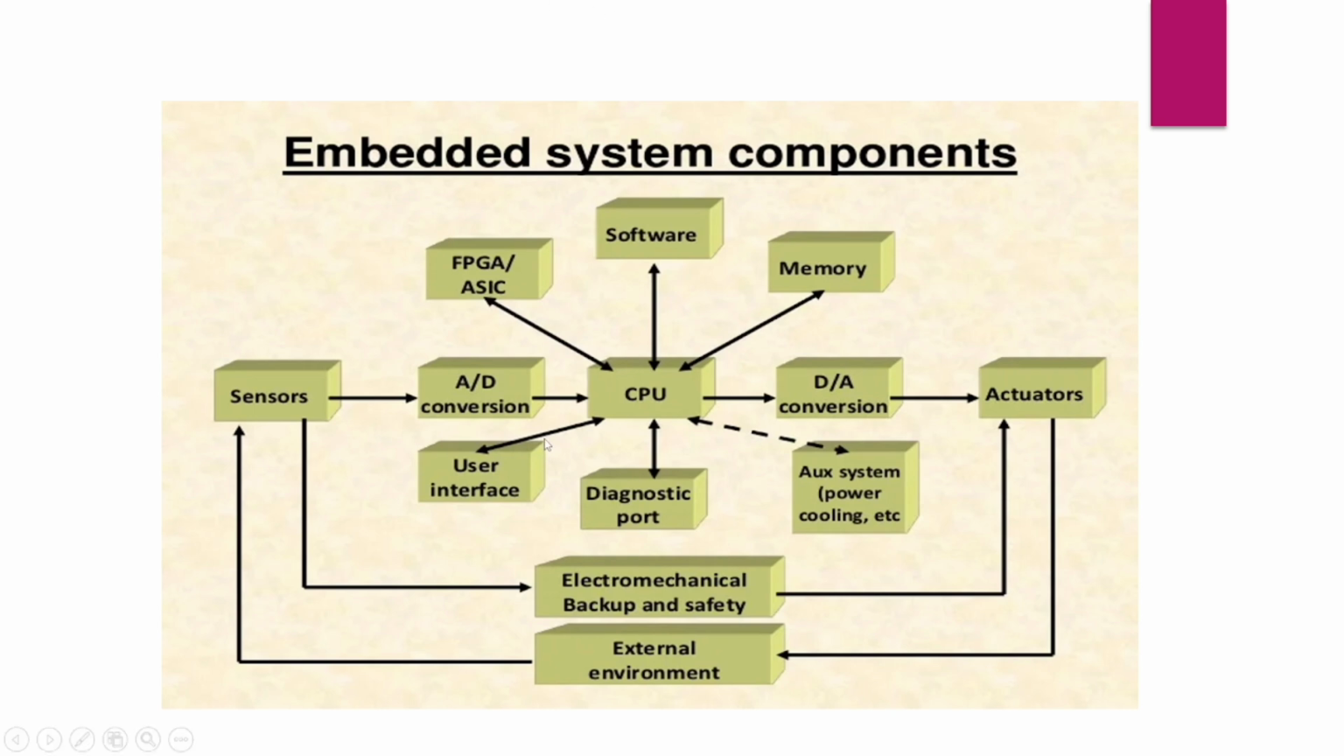This is the block diagram of an embedded system, where we have sensors, analog to digital conversion, CPU, digital to analog conversion, actuators, software, and memory. This is the complete block diagram of an embedded system.